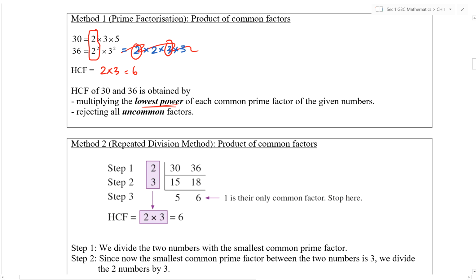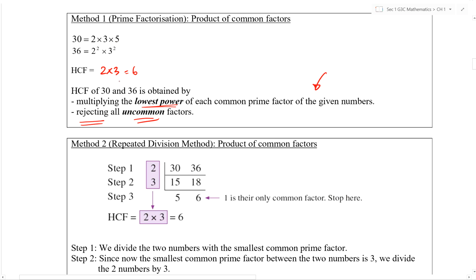And on the other side, the next one, we compare the 3 squared and 3. Which one has the lowest power? 3. So we put on 3. So 2 times 3 is 6. Now if you look at 5, does our 36 have 5? Don't have. So it cannot be common. Okay, so that is what this means over here. And the next part is you reject. Means I don't want it. I don't want all the uncommon factors, which is 5. It's not common, so I ignore it. And I get my final answer as 6.